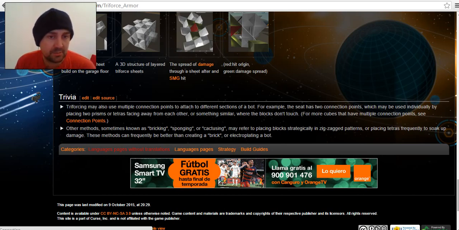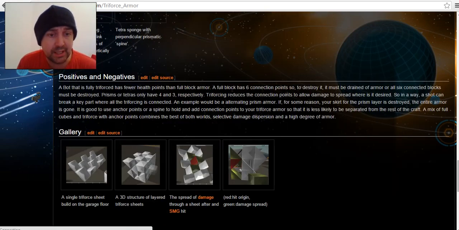Other methods, sometimes known as bricking, sponging, or cactusing, may refer to placing blocks strategically in zigzagged patterns or placing Tetras frequently to soak up damage. These methods can frequently be better than creating a brick or electroplating a bot. Okay, so we can look into bricking, sponging, or cactusing if you want to see them, but that's triforcing.